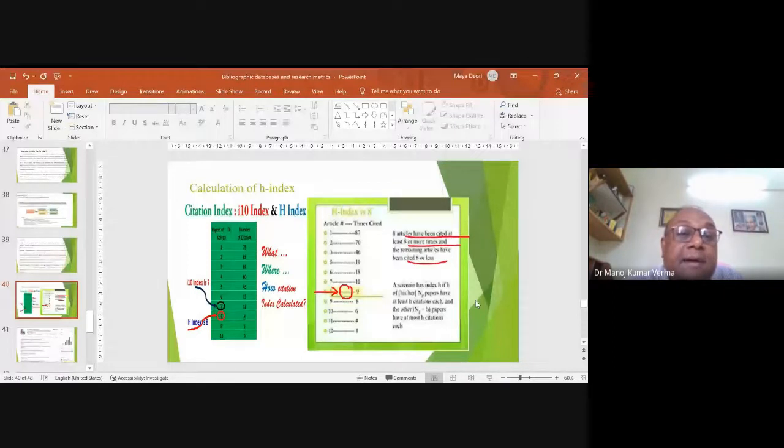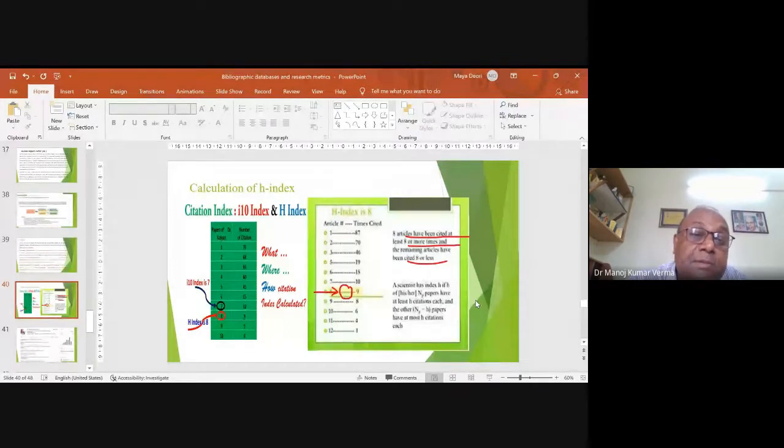H index of Dr. Kalyan and the number of citations it is given. See the serial number, the red color 8 means 8 papers. This is the number of papers. The first paper of Dr. Kalyan has 75 citations. Another paper, the 2nd paper, has 68.